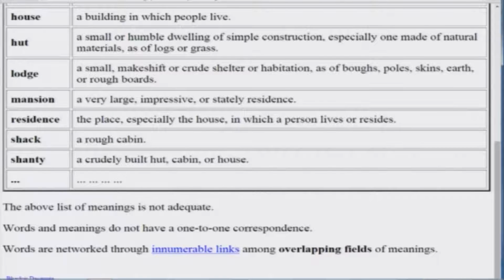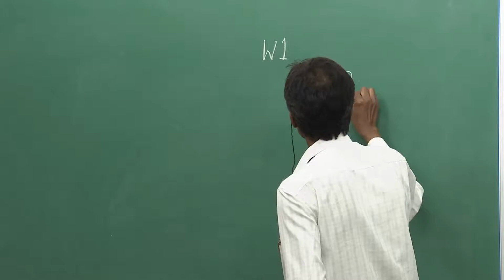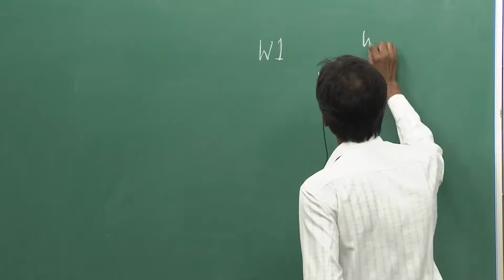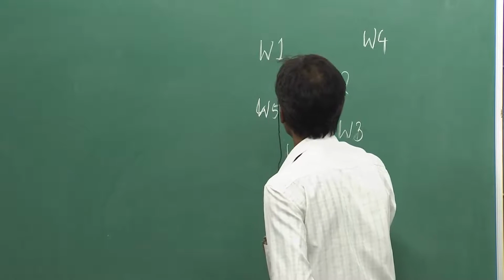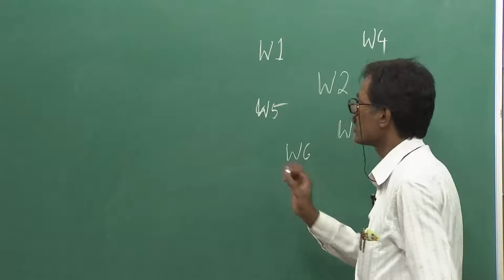Words and meanings do not have a one-to-one correspondence. Words are among themselves networked through innumerable links among overlapping fields of meanings. What really happens is that there is one word, say W1. Close to the meaning of that, there is another word, W2. And close to that, another word, W3. And so on.